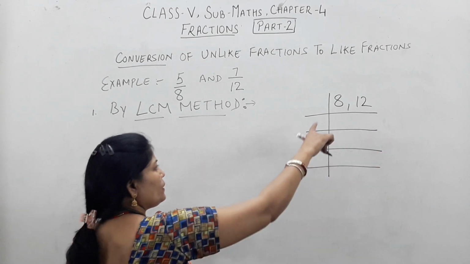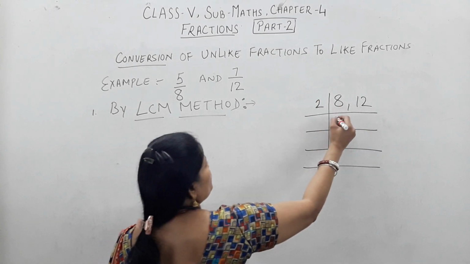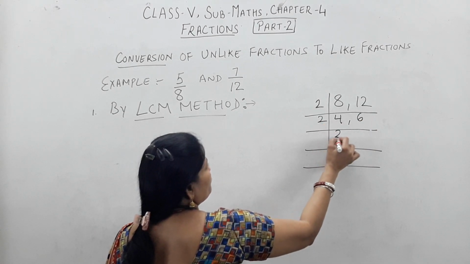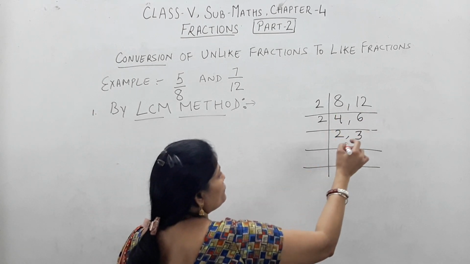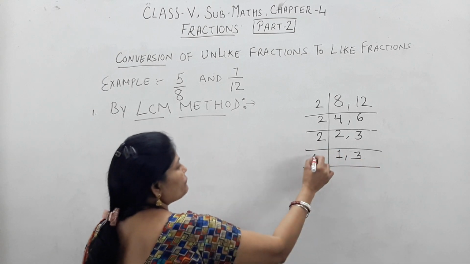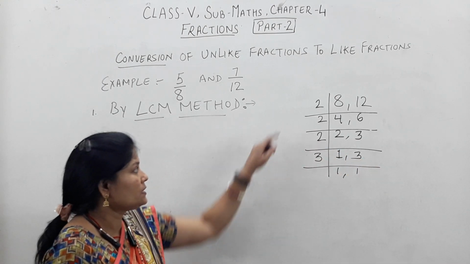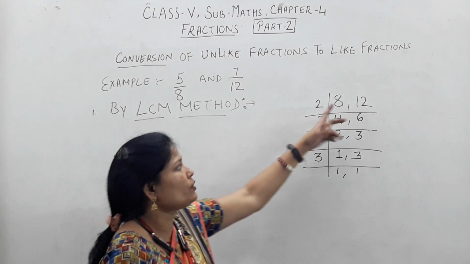Understood? So 8 and 12 I have written over here, and now I will take the smallest prime number, 2. 2 4s are 8, 2 6s are 12. Again by 2, 2 2s are 4, 2 3s are 6. A comma is there because these are different numbers. Now 2, 2 1s are 2 and 3 is the same. After that 3, 3 1s are 3. See children, these are the prime factors for the LCM of the given two numbers.